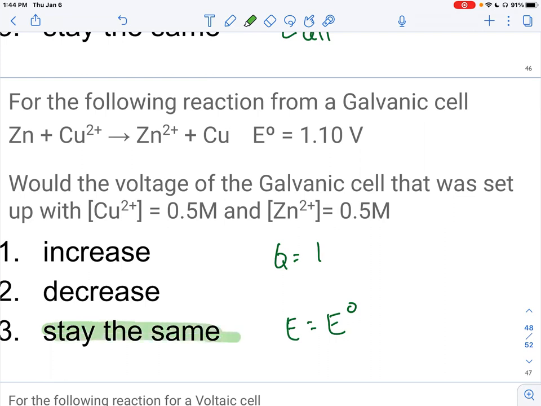Now, I want to just make a little side note here. That is because this is 1-to-1. Okay, that's not always going to be true. It's not like when they have the same concentration, they're automatically going to have a Q equals 1.